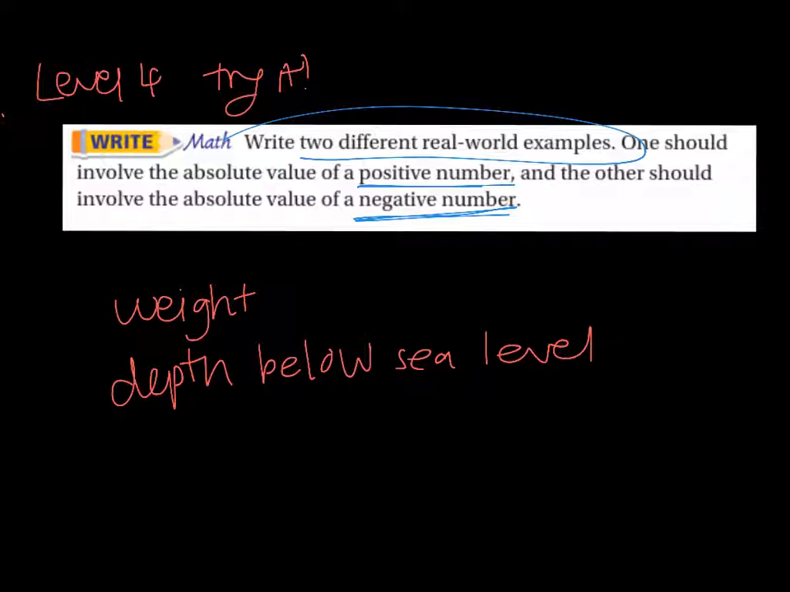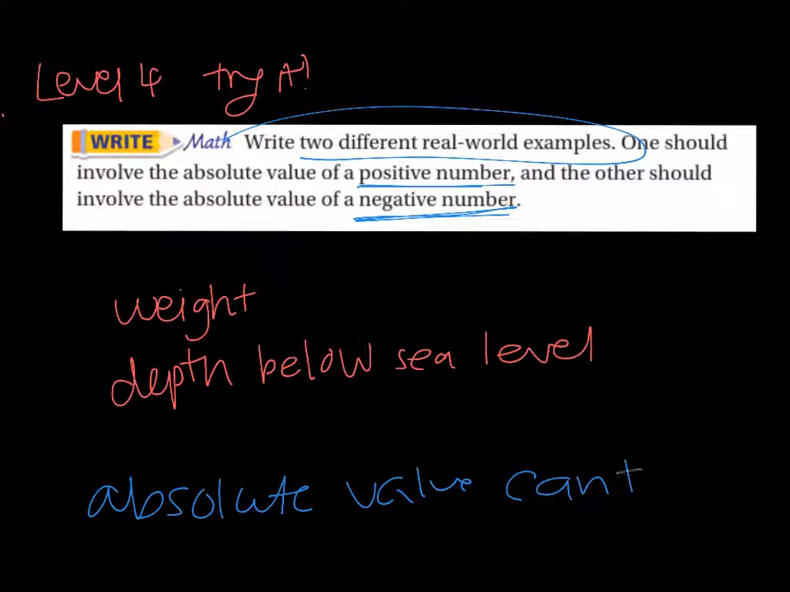Just a couple things to remember. Absolute value cannot, I just spelled that wrong, cannot be negative. It's never negative because it is a distance. It's the distance away from 0.